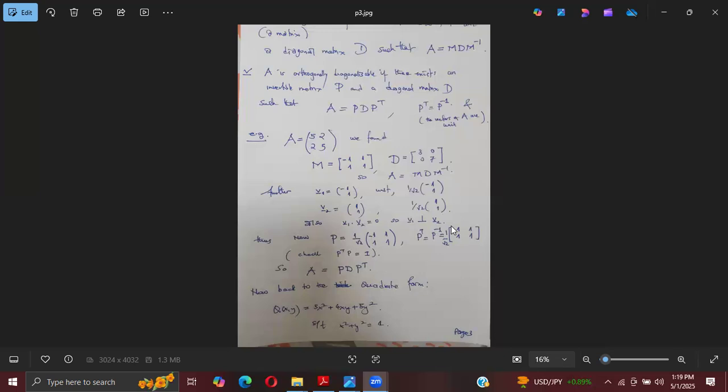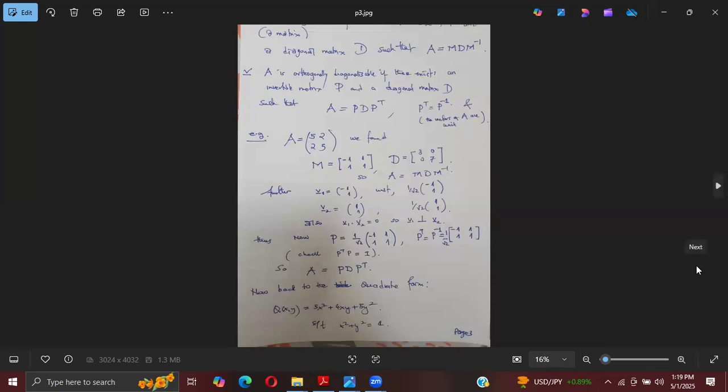So this row times this column is minus 1 times 1 plus 1 times 1. Minus 1 times 1 is minus 1, then plus 1 times 1 gives you 1. Minus 1 plus 1, yes. So it gives you 0.